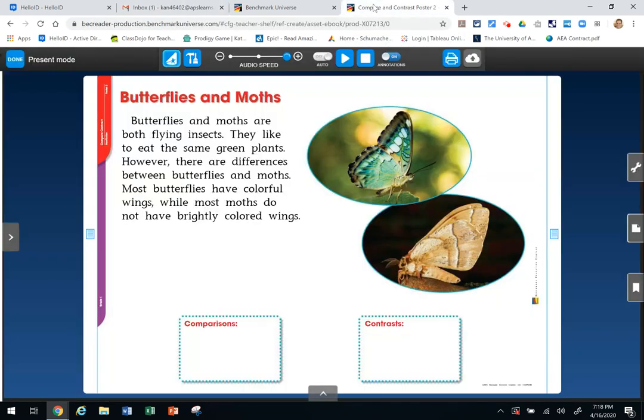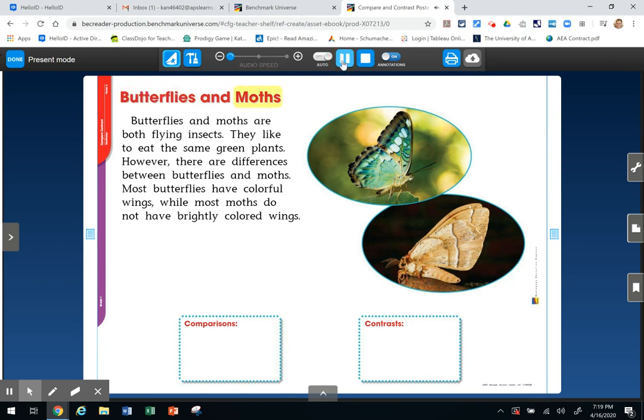So let me go ahead and get off of this picture. We have our first passage today. It's called Butterflies and Moths, okay? I want you to listen as it reads it to you, and I want you to think about what are some ways that butterflies and moths are the same, and in what way are they different? Okay, and look at the pictures too, because a lot of times, you can look at the pictures to give you good clues. So the first picture is a picture of a butterfly. The second picture is a picture of a moth.